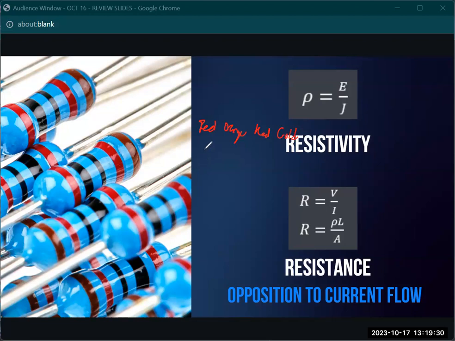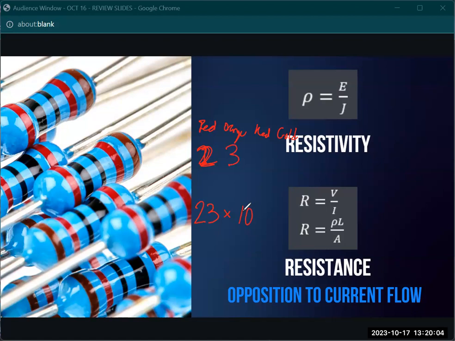Ang red is 1. Actually, each color has a designated number. You can Google it up. Pero hindi naman yun lumalabas sa exam, it's just useful information. So the red and the orange, they represent, okay, wait, correction pala. Red is 2 pala, not 1. And orange is 3. So, 23 ang value niya.